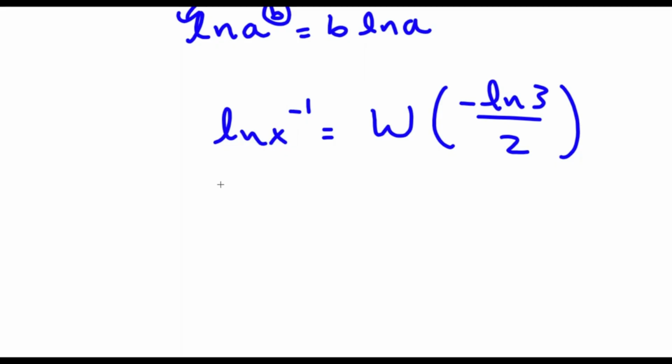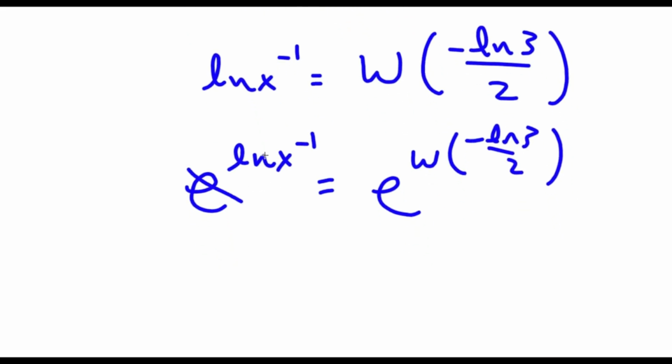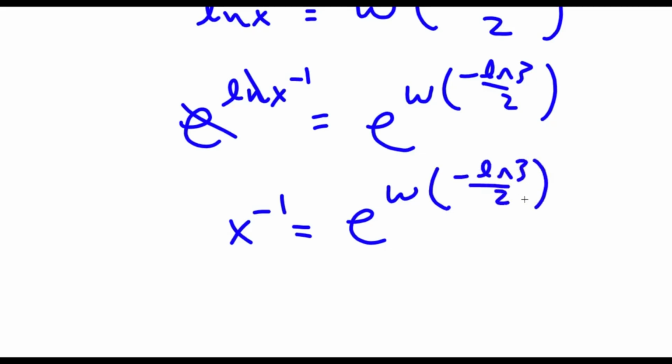Now I'm going to go ahead and take e to the power of both sides. So now I have e to the power of ln x to the power of negative 1 is equal to e to the power of w of negative ln 3 over 2. And now, remember how e and ln cancel out, so I'll simply be left with x to the power of negative 1 is equal to e to the power of w of negative ln 3 over 2.